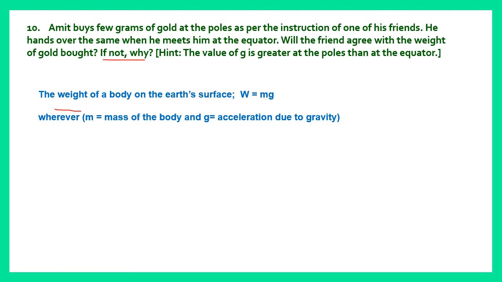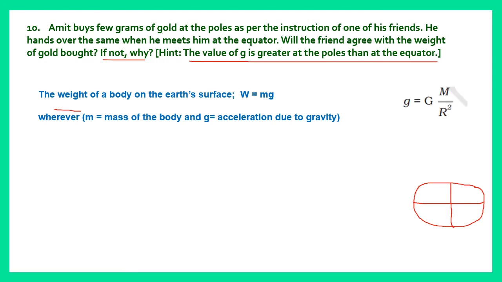To solve the question, a hint is also given to you, and the hint is the value of g is greater at the poles than the equator. Would you like to know why it is like that? See, let me draw the shape of the Earth. Earth is somewhat like that. It is not a perfect sphere, and at the equator the diameter is more, hence the radius of the Earth is more, and at the poles the diameter is less, so its radius will also be less.